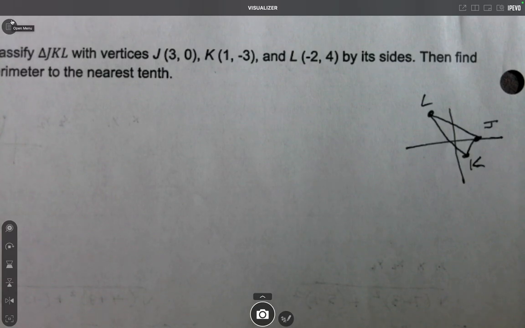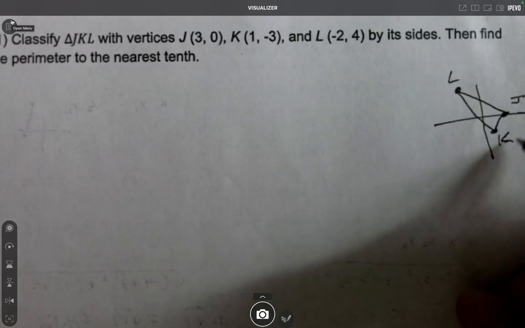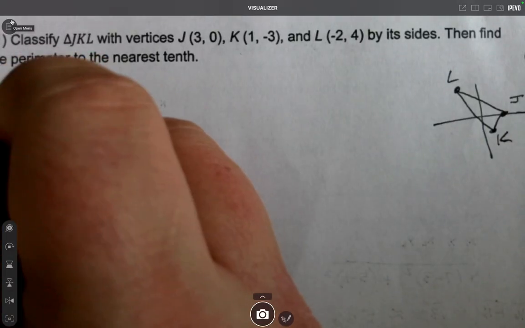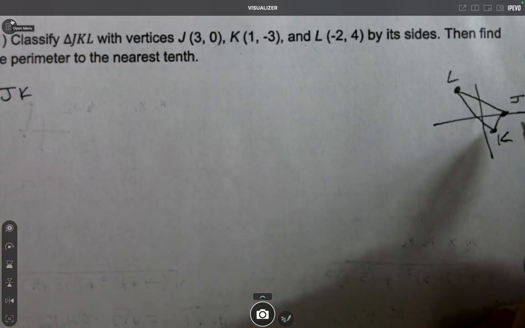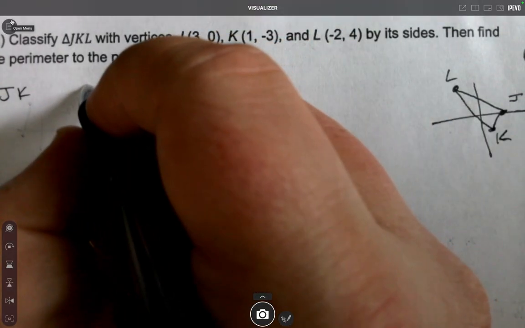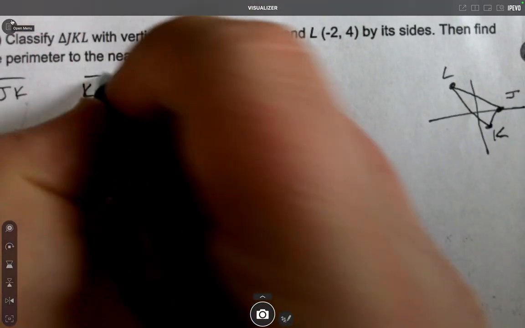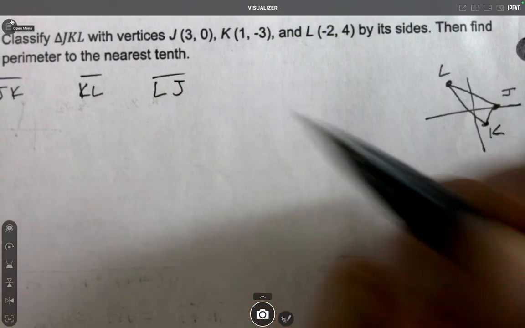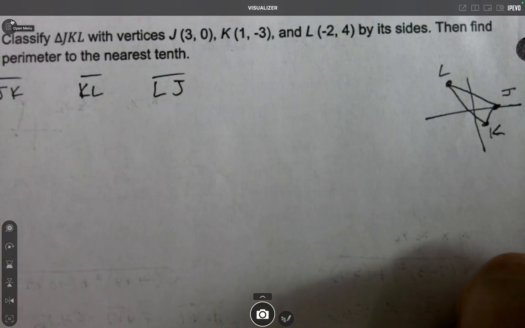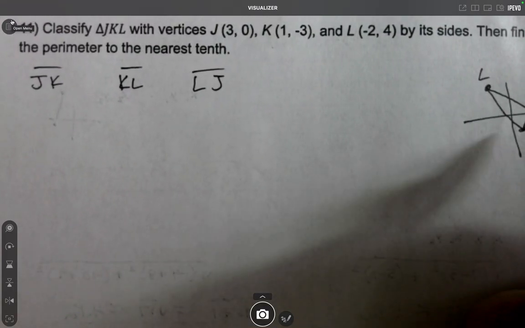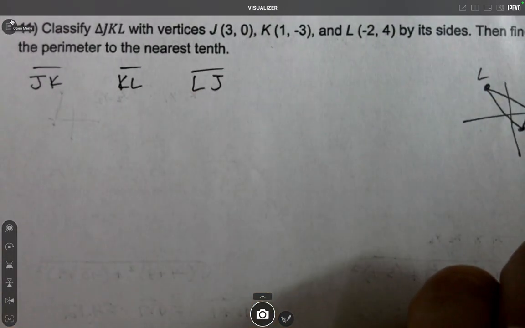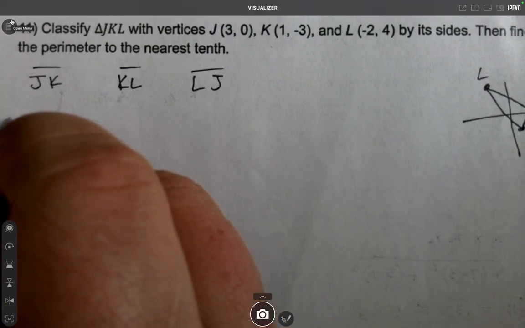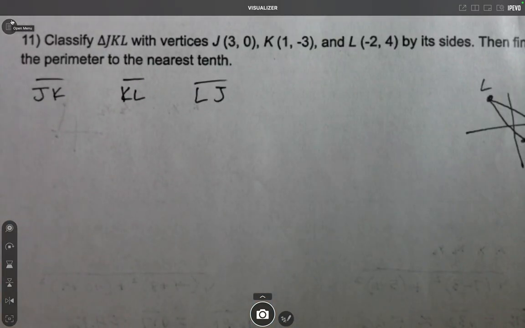Now we're going to need to figure out the length of each one of those sides. So we need to find out the length of JK. We need to find the length of KL and the length of LJ to figure out what the total perimeter is. Because once we find out the length of those sides, we can then add all three of them together. So for JK, I'm going to zoom out a little bit so we have a little more room.